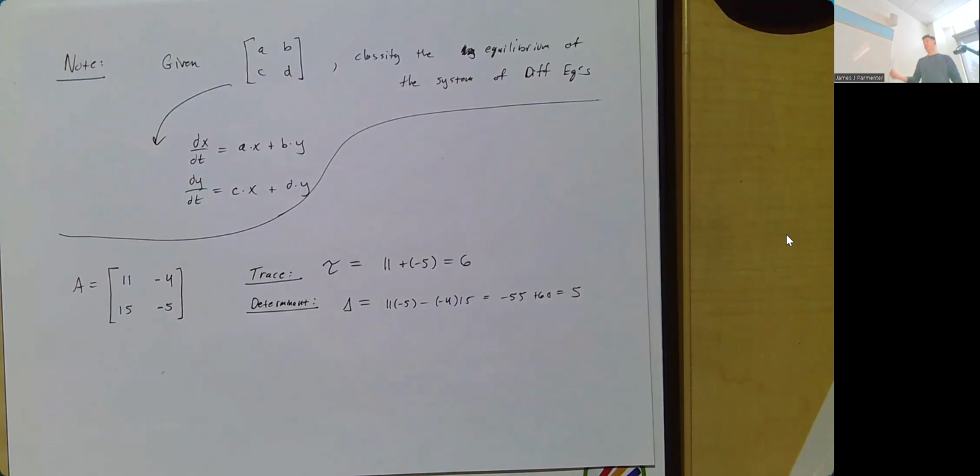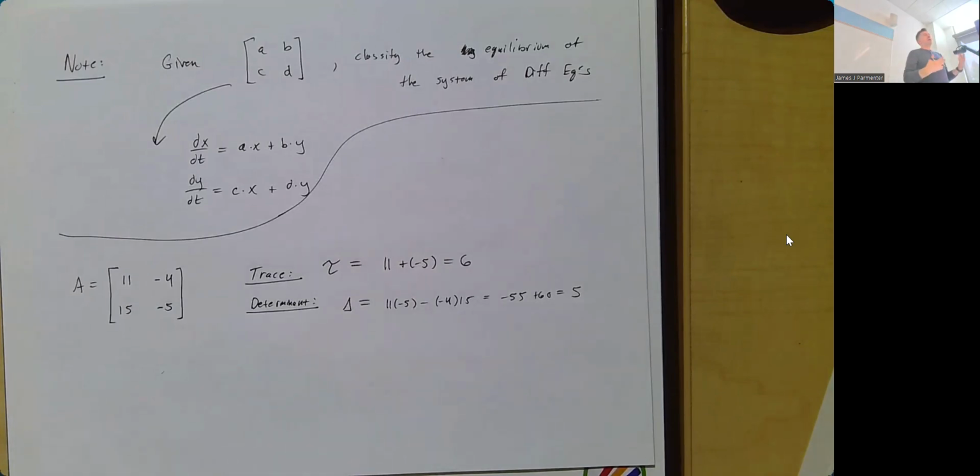So something to remember. If the determinant is negative, what do you have? Saddle, always, every time. Determinant's negative, you don't even need to look at the trace. But if the determinant's positive, you can have any of the other things. You can have a stable or unstable node, you can have a stable or unstable spiral, or you could have a center, which is just the spiral where the real part is 0. So how do we figure out what's going on?